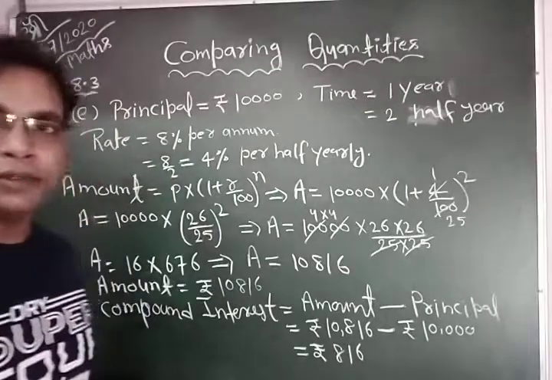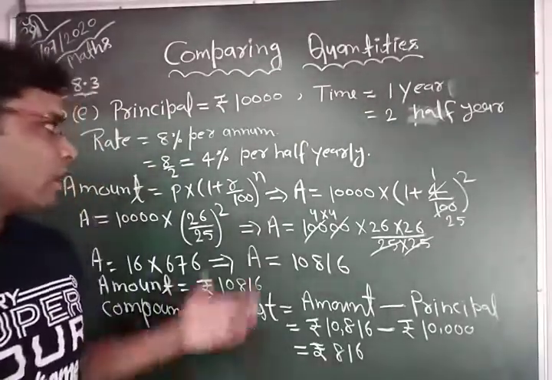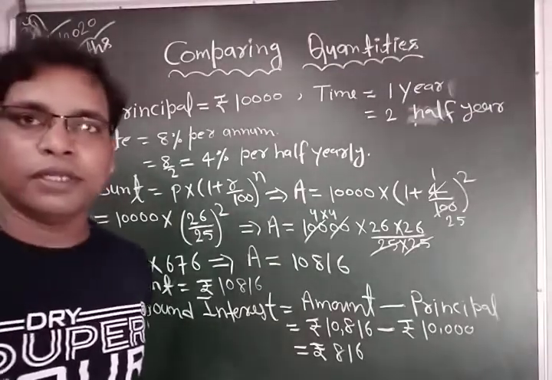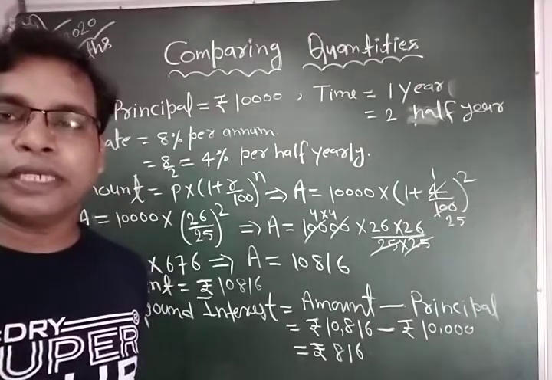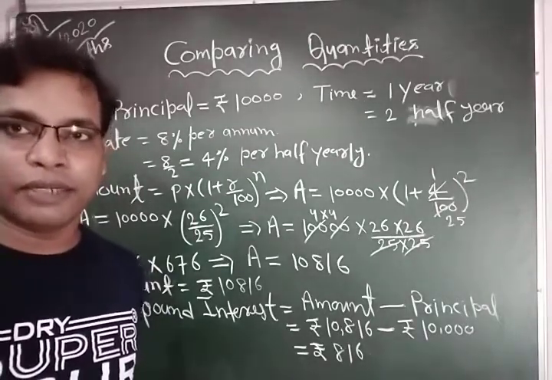Clear? So students, I hope all of you understood how to find amount and compound interest if principal, time and rate are given.